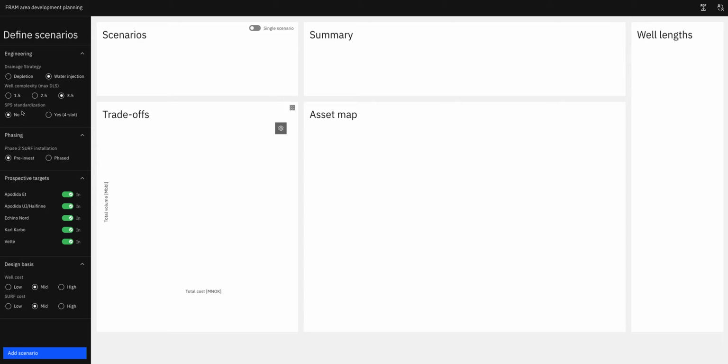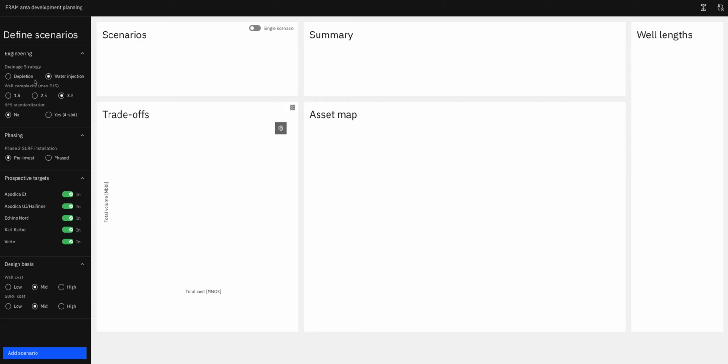Now there's a decision around, do we want to standardize some of the subsea templates, or do we allow them to be different sizes? And then a key decision around phasing. Now there's two phases to this area development, one in 2025, one in 2029. So do we want to pre-invest into phase two, having quite a bit of uncertainty, but potentially lower cost? Or do we want to phase this investment?